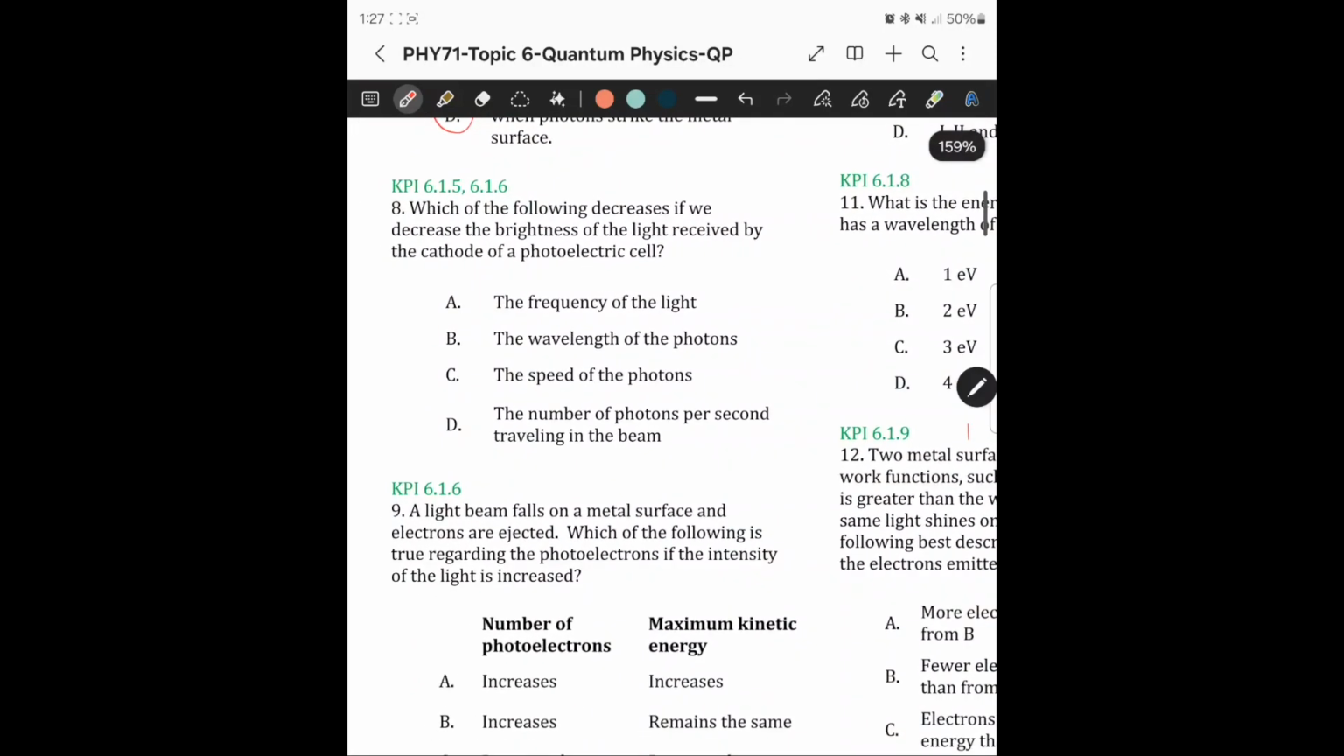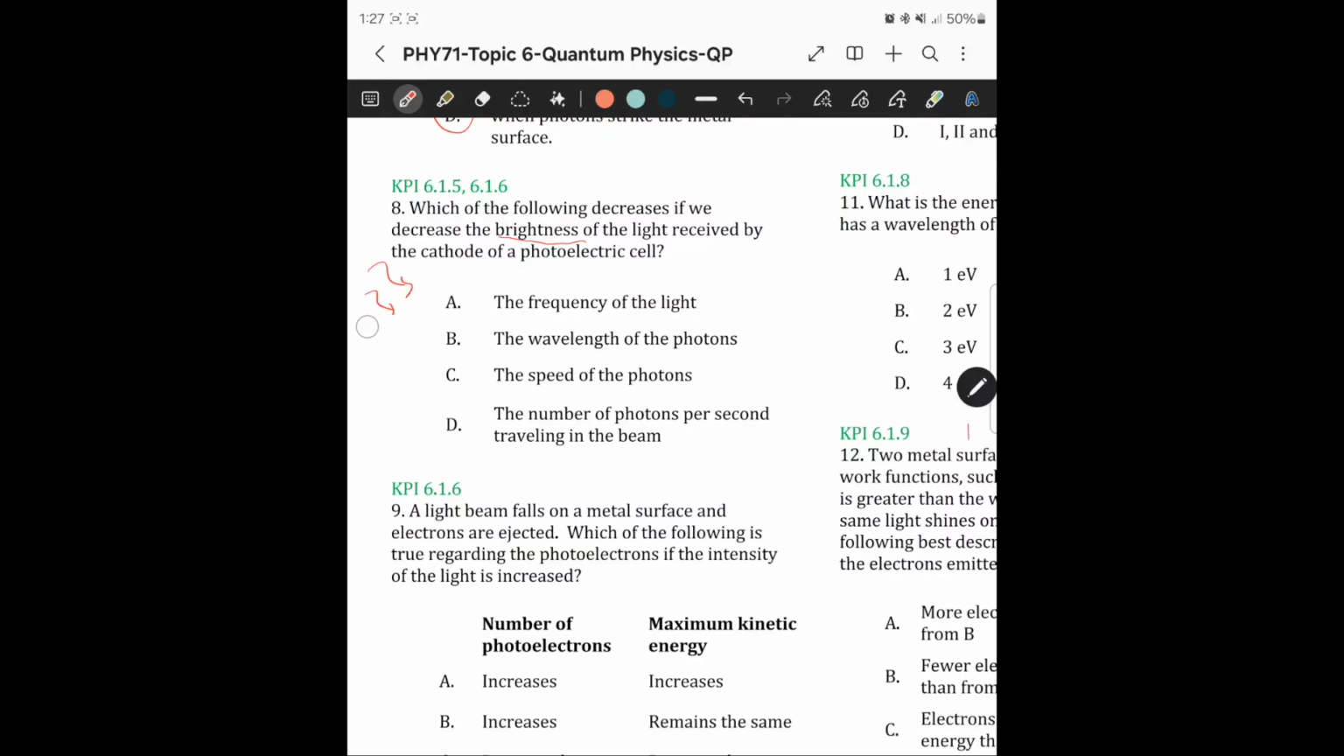Which of the following will decrease if I was to decrease the brightness of the cell? So if I wanted to figure that out, if you remember, the brightness relates to the number of electrons coming out. So the brightness means less bright, less light photons coming in. Each photon coming in will be reduced.